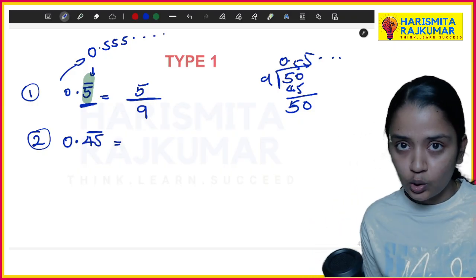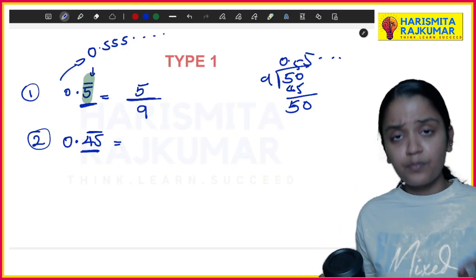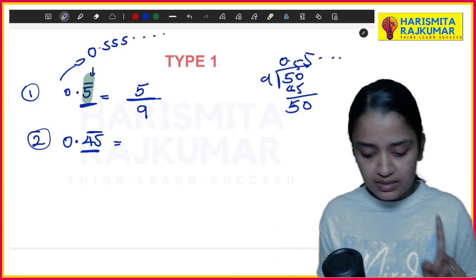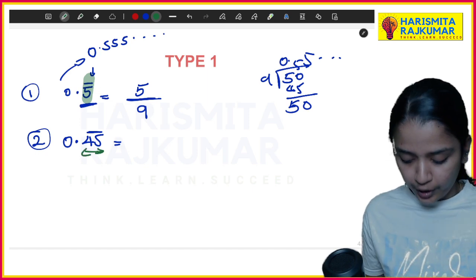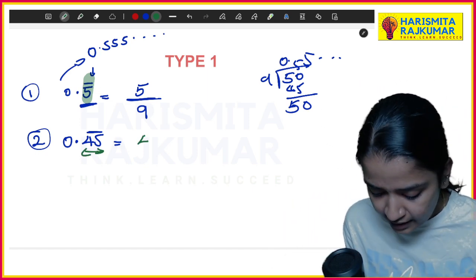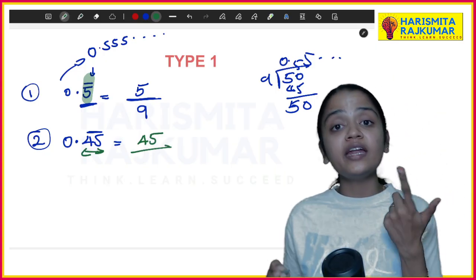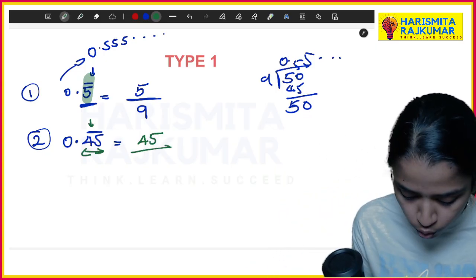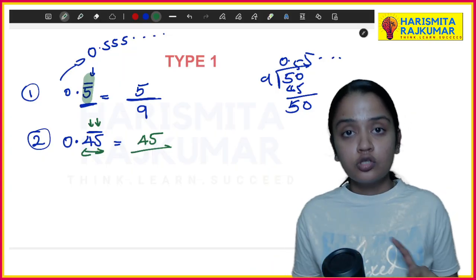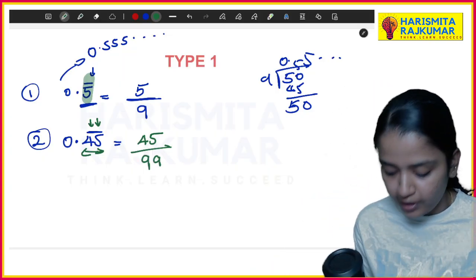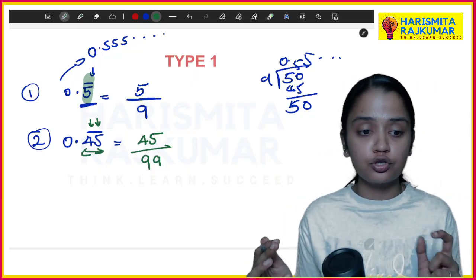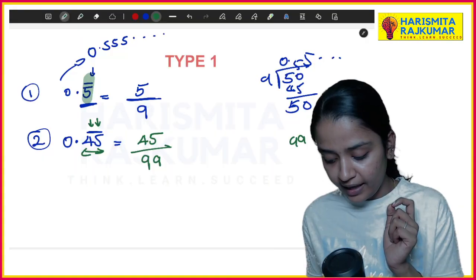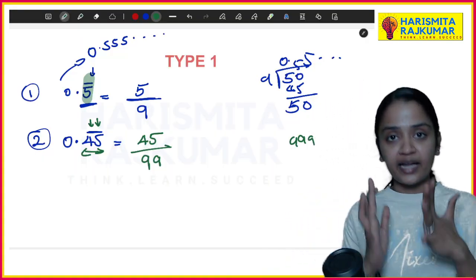Here, what I am doing is taking the numbers after the decimal point. So I'm just writing 45. How many numbers are repeating? There are two numbers repeating. So what are you supposed to do? You are supposed to write 99. Okay. If three numbers are repeating, you are supposed to write 999. Okay, so that is type 1.